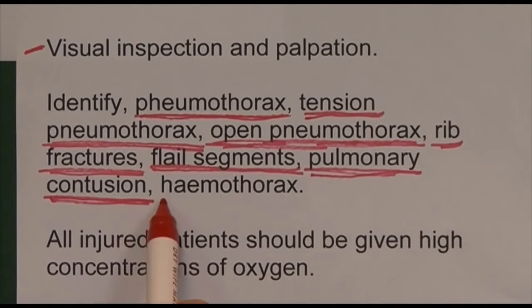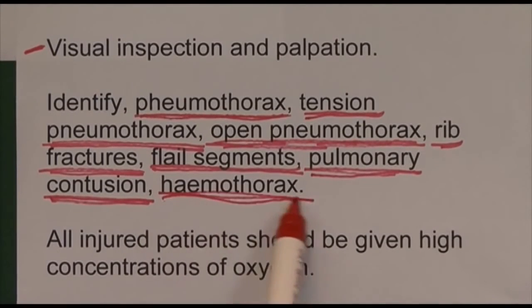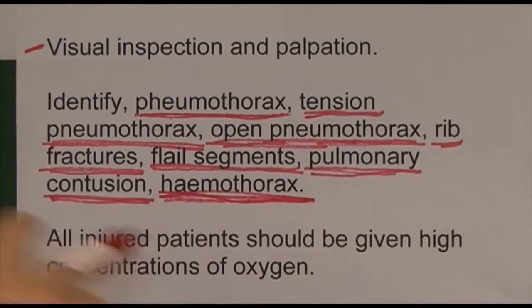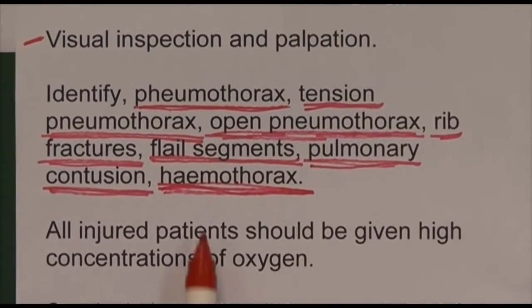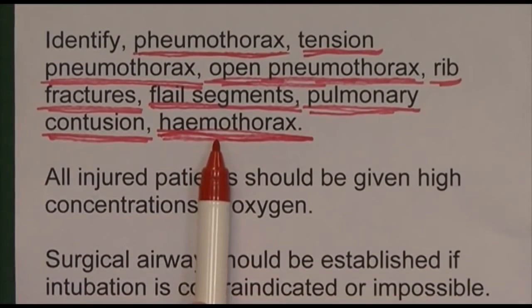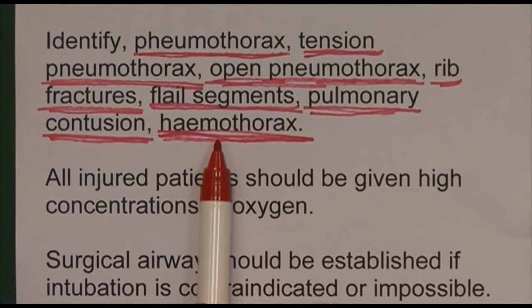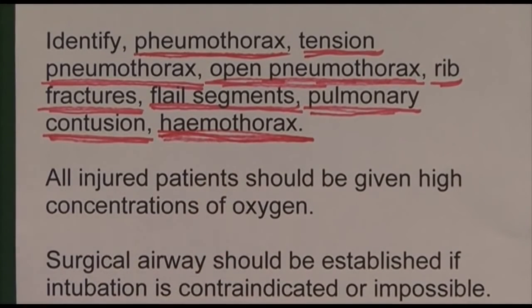And hemothorax is also a possibility where blood enters the pleural cavity. And of course you can get a hemothorax with a pneumothorax, a hemopneumothorax. The two can go together.